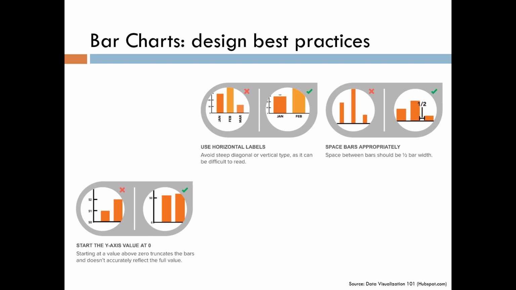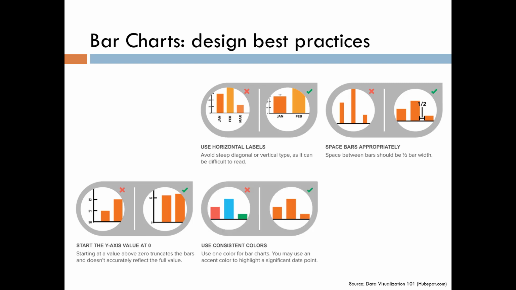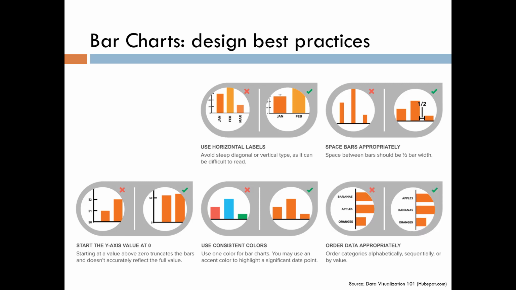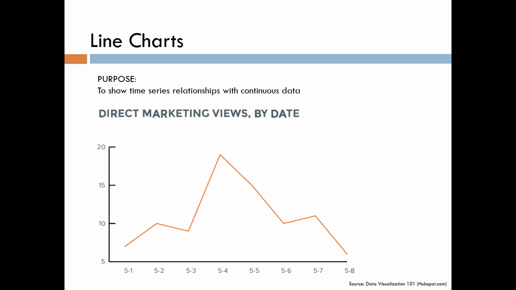Start the y-axis at 0 so that viewers can accurately interpret the height of the bars. Keep colors consistent across bars. Only use a different color when you want to highlight a particular bar or data point. Order the bars alphabetically or by value. Line charts are used all the time, mainly to show time series data.